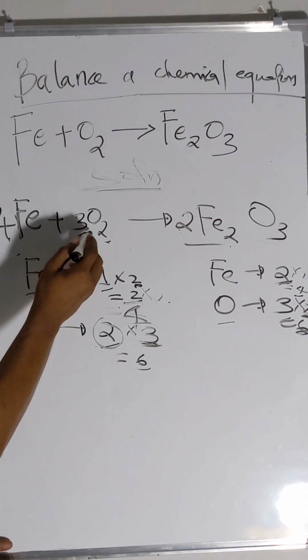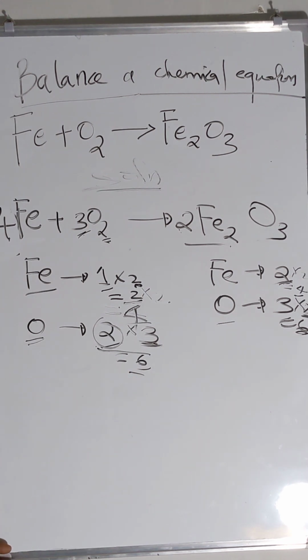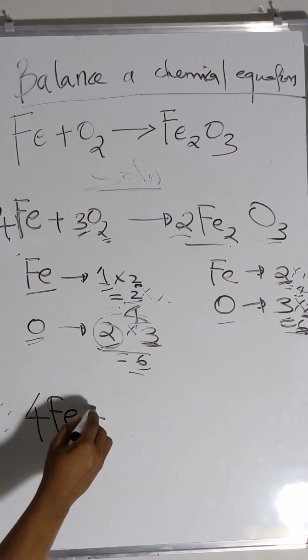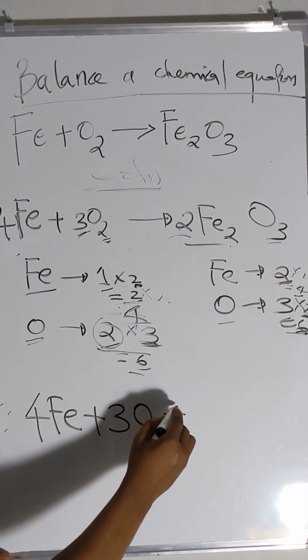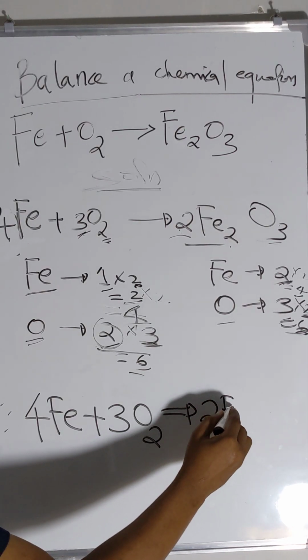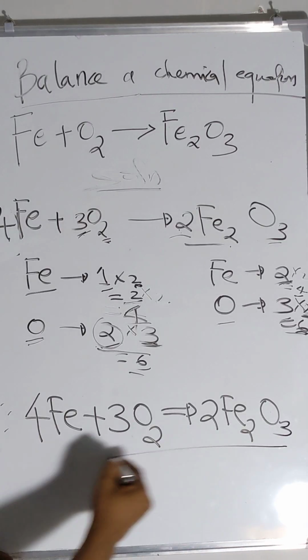We have 2 times 3 oxygen, which gives us what? 6. The same applies here. 2 times 3, we get 6 oxygen. Therefore, a balanced equation is 4 iron plus 3 oxygen gives us 2 iron 3 oxygen.